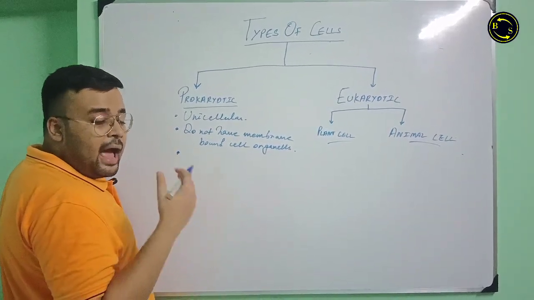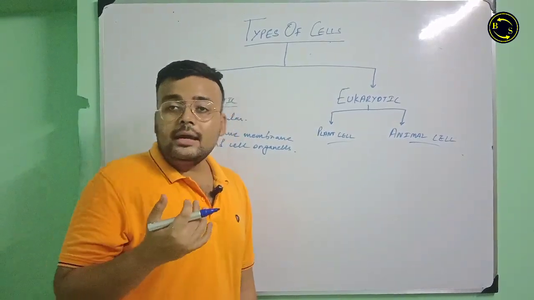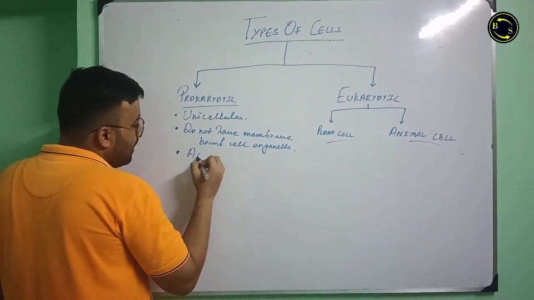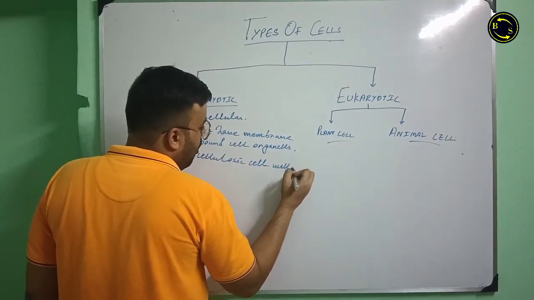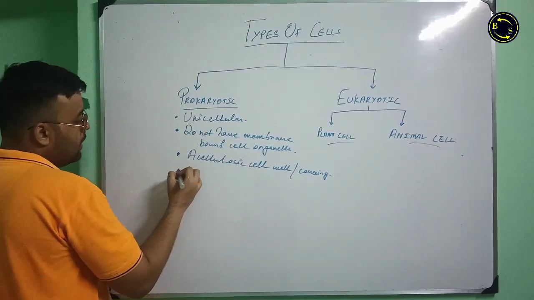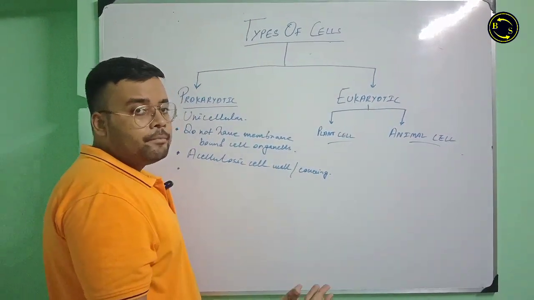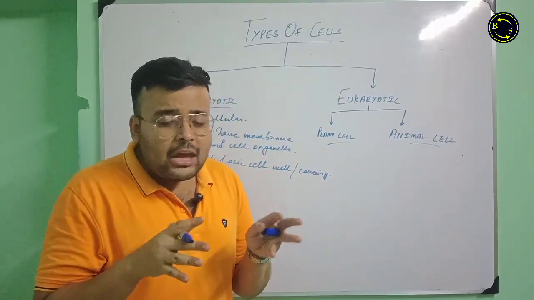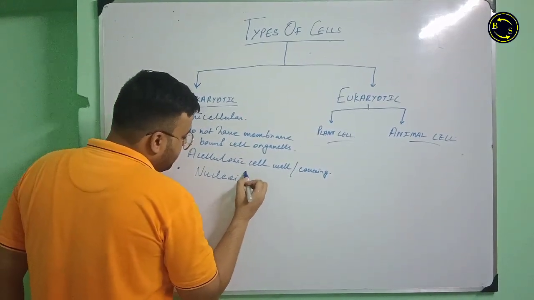These prokaryotic cells have a covering known as a capsule or a wall, but unlike the plant cell wall, they are not made up of cellulose. So we can say acellulosic cell wall or covering. They do not have a nucleus. Their genetic material, DNA or RNA, is scattered throughout the cytoplasm in a tangled mess. We call it the nucleoid. So, nucleoid present.